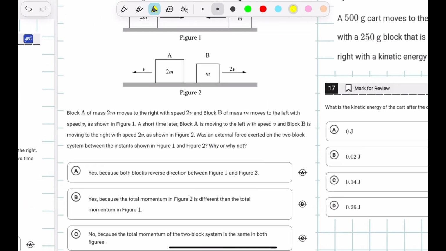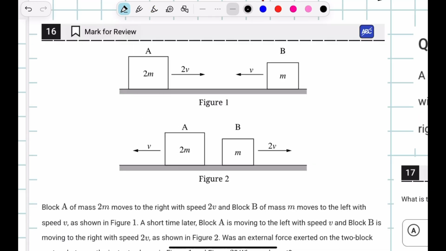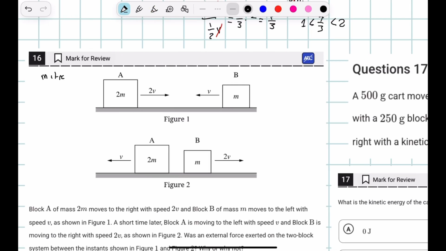Now let's continue on with our last 3 questions. Block A of mass 2m moves to the right with speed 2v, and block B of mass m moves to the left with speed v as shown in figure 1. A short time later, block A is moving to the left with speed v, and block B is moving to the right with speed 2v as shown in figure 2. Was an external force exerted on the two-block system between the instants shown in figure 1 and figure 2? Why or why not? So figure 1 is initially, and figure 2 is the later version.